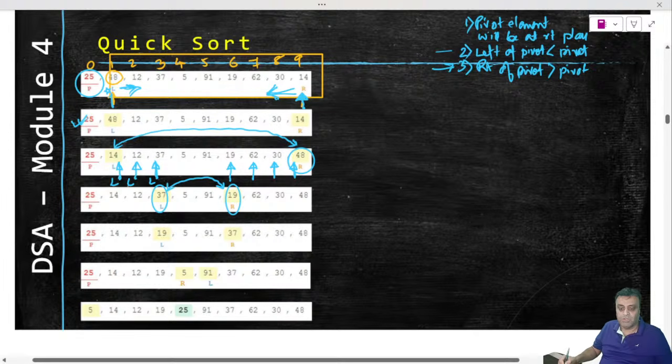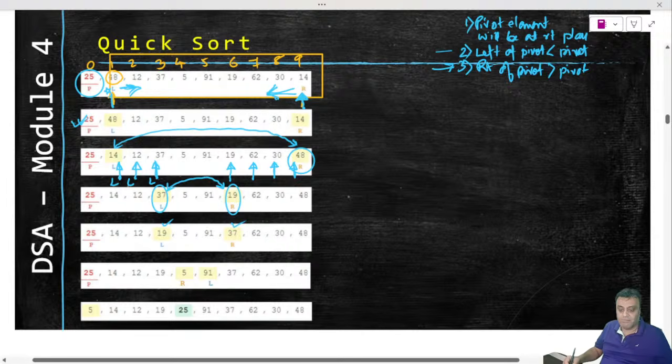Right? So because I have stopped and left and right have not crossed each other. That's one more important thing. So unless they cross each other, you can easily swap them. So I'm swapping them, and after swap, this is what will happen. That is 19 and 37 will be swapped, and this is the final state of the array.